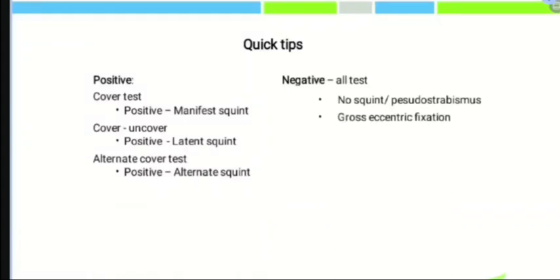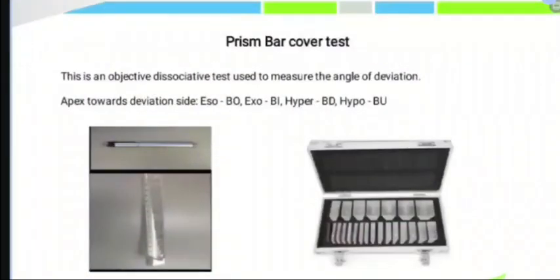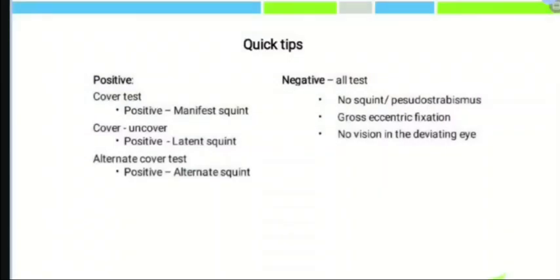If at all there is another possibility of gross eccentric fixation, the patient can end up with eccentric fixation, where the light rays or the images will not fall exactly on the fovea but on the peripheral part of the fovea. And the other possible thing is no vision in the deviated eye, or else less vision in the deviated eye. So the only parameters which can affect this cover test are the patient's vision and cooperation.